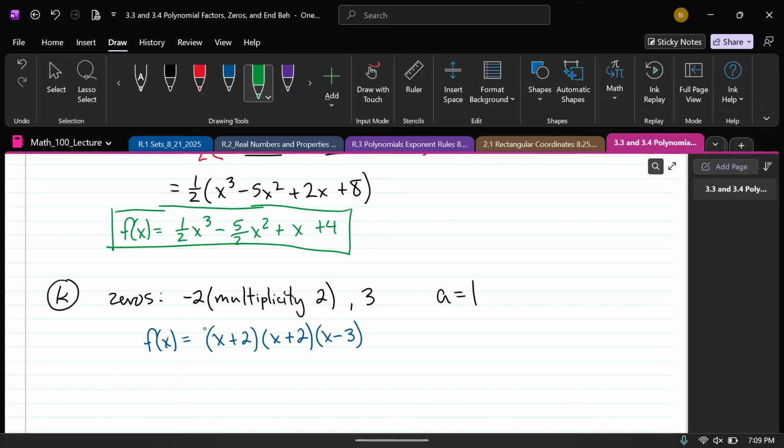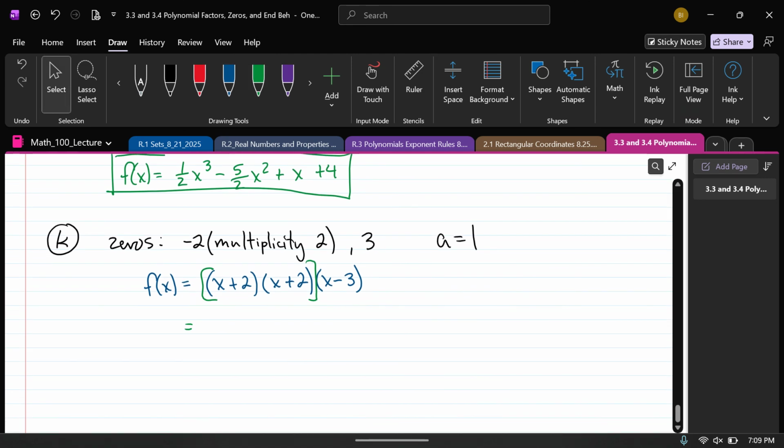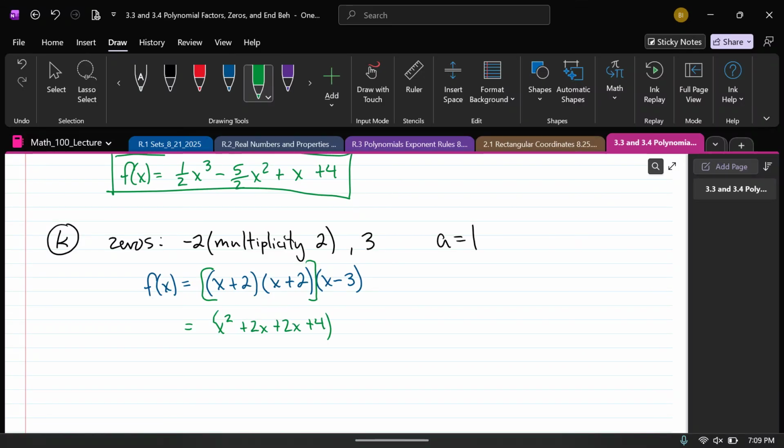Then I'm going to multiply together. I'm going to do these 2 together first this time because they're the same thing. It doesn't matter what order you multiply them together in. You pick whatever order you want to. This is the order I'm going in. So x times x is x squared plus 2x plus 2x plus 4. And I still got the x minus 3. We'll simplify that parenthesis there. I got x squared plus 4x plus 4. And I got x minus 3.